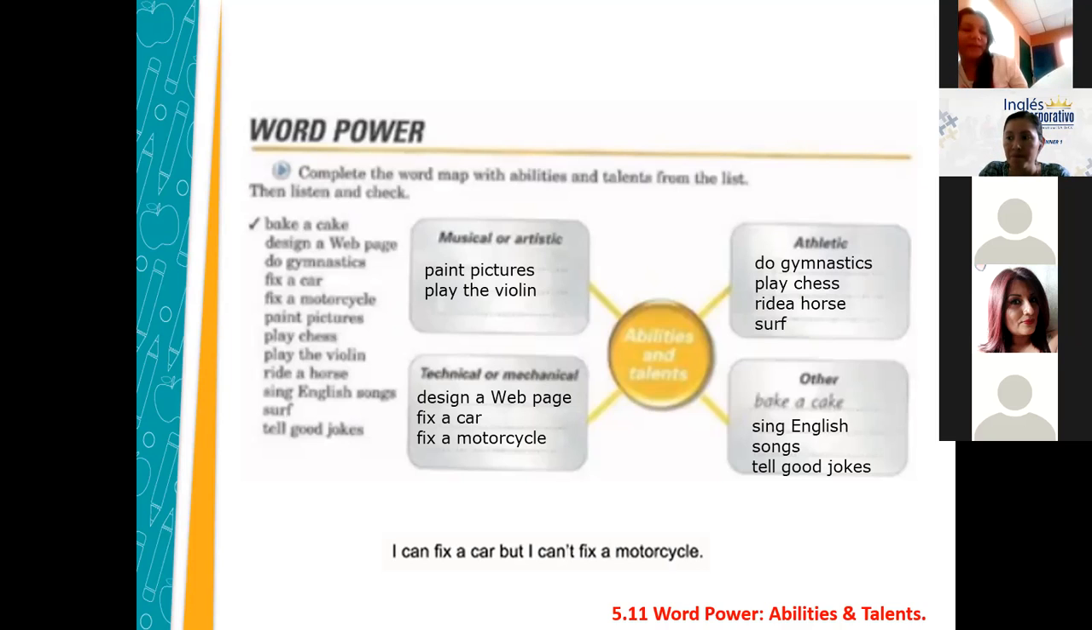Okay. I can attend English class. English class.